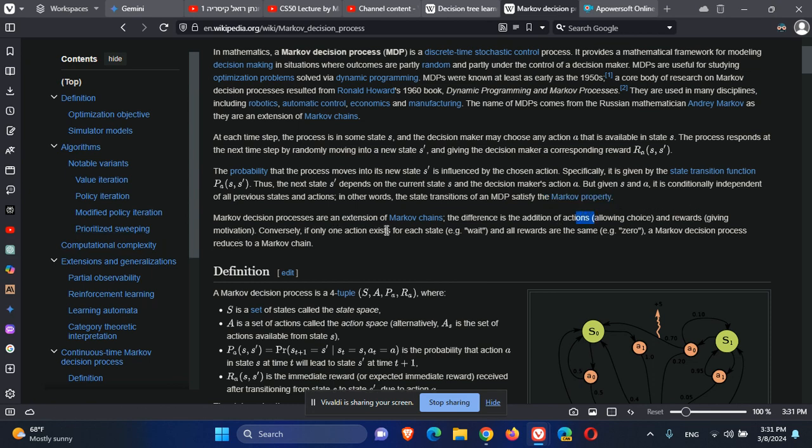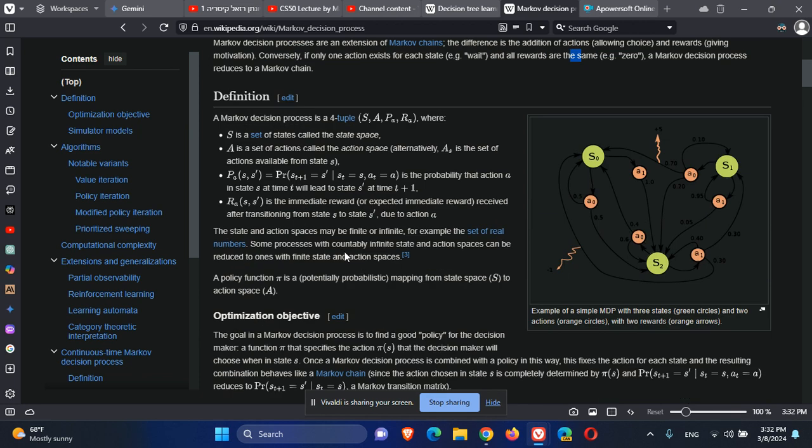Conversely, if only one action exists for each state, and all rewards are the same, 0, a Markov decision process reduces to a Markov chain. פשוט תסבירו את מה שאמרתי. מה ההבדל בין Markov chain ל-Markov process? שב-Markov chain אין action ואין rewards, או יותר נכון יש רק action אחד, ויש רק reward אחד, כלום. ב-Markov process יש גם rewardים ו-actions.